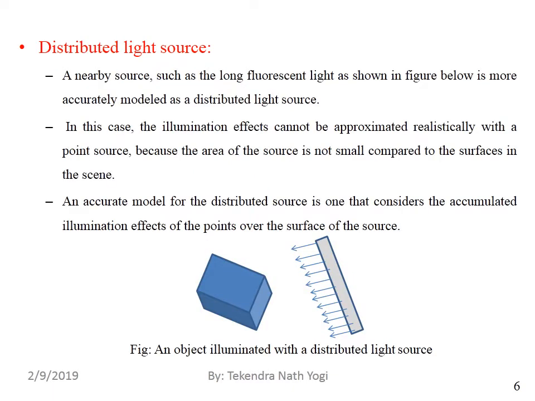Distributed light source: a nearby source such as a long fluorescent light, as shown in the figure below, is more accurately modeled as a distributed light source. In this case, the illumination effects cannot be approximated realistically with a point source because the area of the source is not small compared to the surface in the scene. An accurate model for the distributed source is one that considers the accumulated illumination effects of the points over the surface of the source.